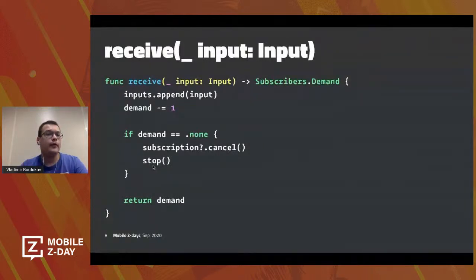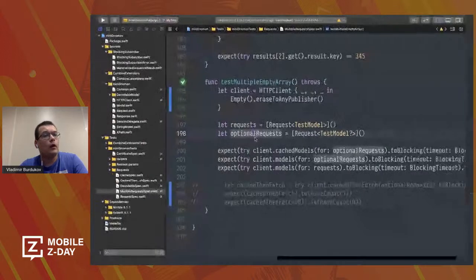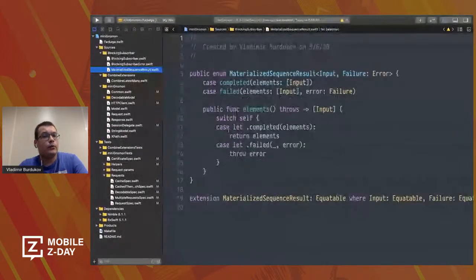And the last part is receive completion. As I said, we can terminate our stream either by failure or finished cases. So here I just need to store this and stop my execution. Then it works in a similar way as the Rx blocking library. I return only one element or an array of elements, or for example, we can return this materialized sequence result with elements or elements and failure.